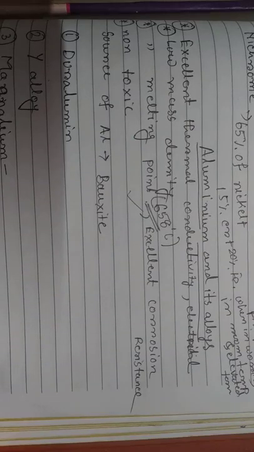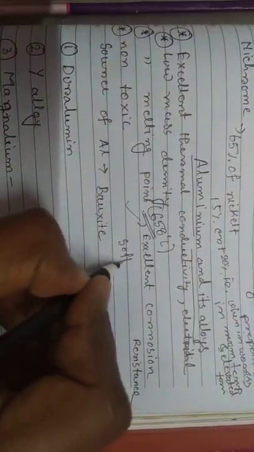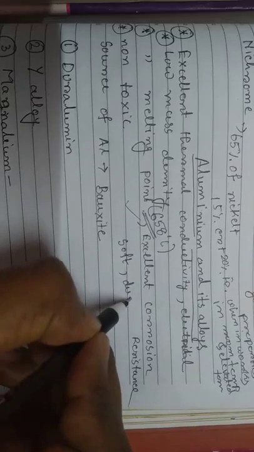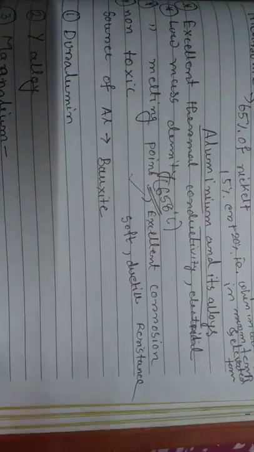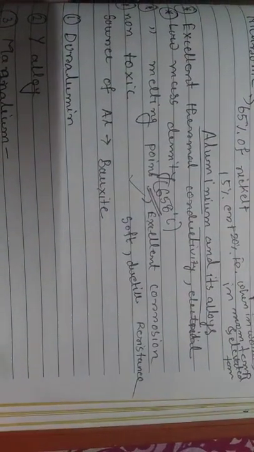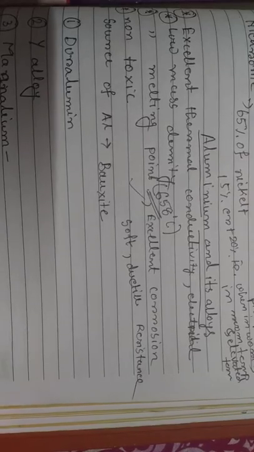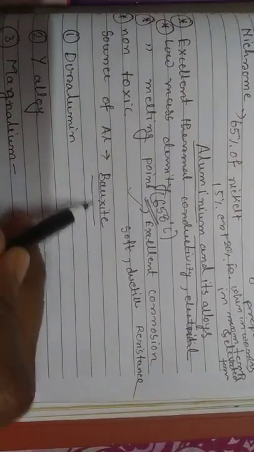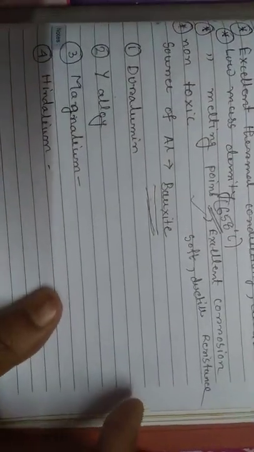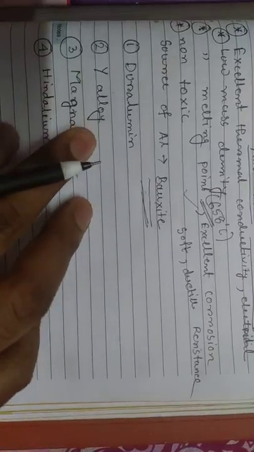That is pure aluminium. It is very soft, and as it is soft, obviously it is ductile in nature, and it has high reflectivity and low emissivity. So these are the important points of pure aluminium. The source of aluminium is bauxite. There are some aluminium alloys named here: duralumin, gamma alloy, magnesium, and hindalium. These are the different types of alloys.